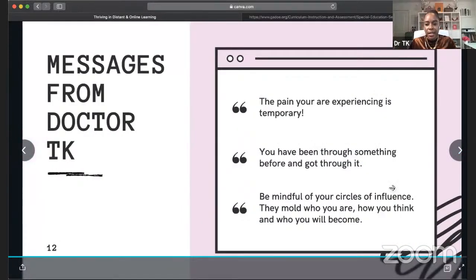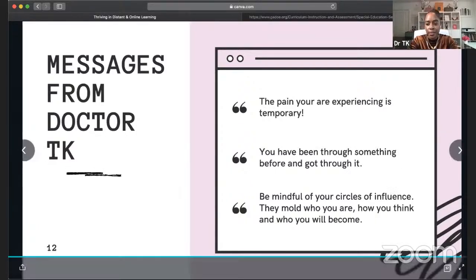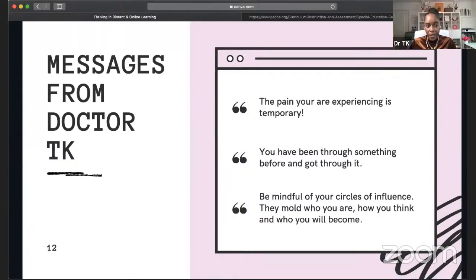And then these are some of the quotes that I like. I just made these up. The pain you are experiencing is temporary. You have been through something before and actually got through it, and you should remind yourself of that. Think back to an earlier time where you didn't think you were going to get through, and here you are today, living and well.